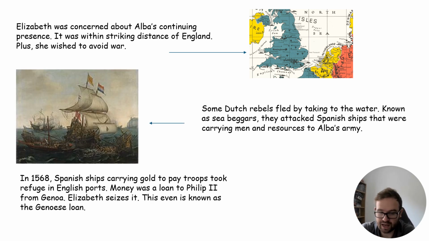In 1568, Spanish ships carrying gold to pay troops took refuge in English ports. So this is the Genoese loan. Elizabeth just takes this for herself. Again, very important because it means the Spanish troops aren't getting paid, and also Elizabeth is upsetting Philip here. She is taking that gold for herself. So think Anglo-Spanish relations on the decline. These two are very serious points. I wouldn't do a paragraph on my own from each of them. I would use them together.